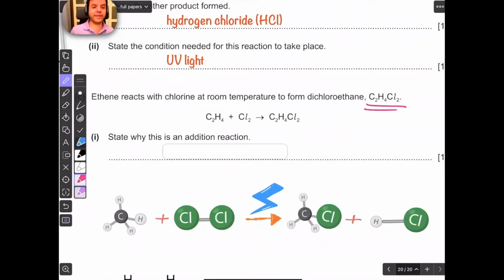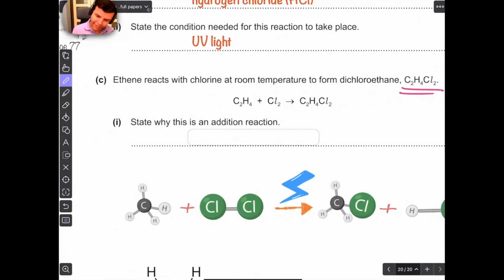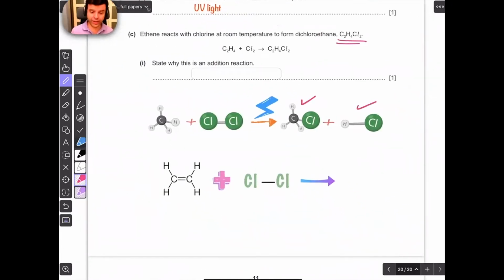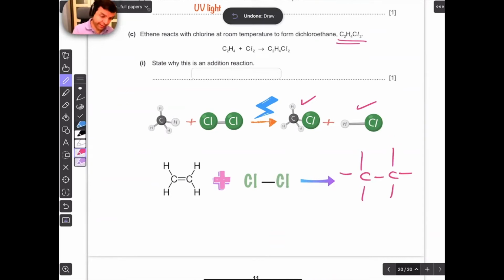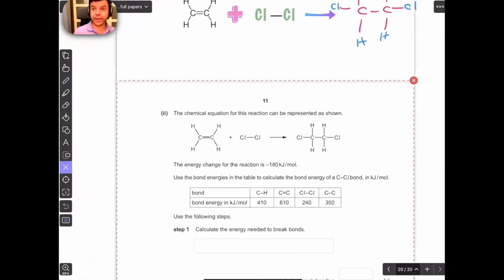State why this is an addition reaction. So how do you tell that this is actually an addition? What's the way you would determine this? Faisal? One product forms. Very good, because we had one product. Remember, with substitution, you would always get 2 products. But with addition, you break that double bond here, and you're only going to get a single product, right? So Cl, Cl, H, H. Okay, good. All right. Any question?